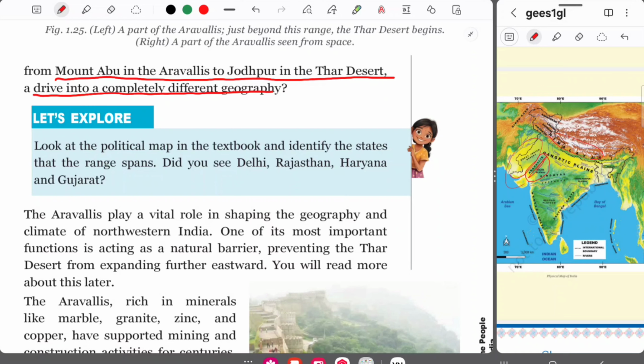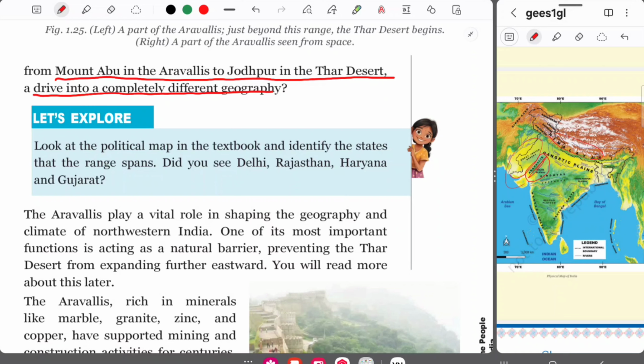So that is why we are learning about this geographical diversity of India. In India, you will find so much difference in geography also, not only in food, not only in people, not only in culture. You will find geographical diversity as well. So this is what we are learning. We have learned about the Himalayas, and about Western India, the Thar desert, and now we are moving towards the Aravalli hills.